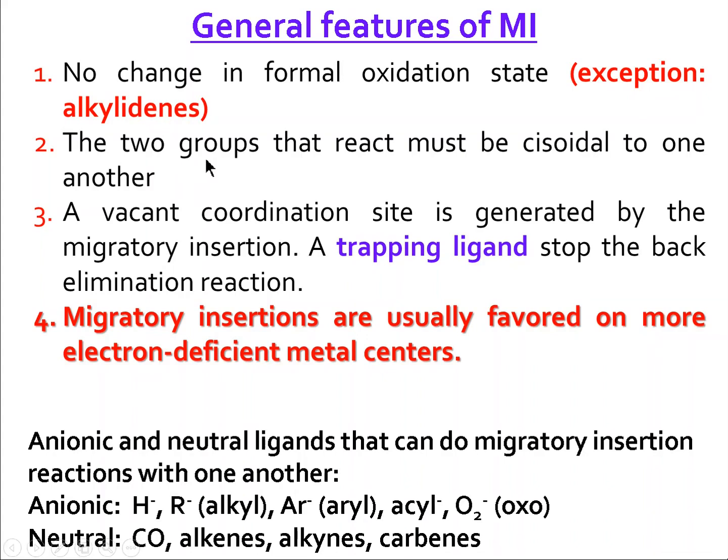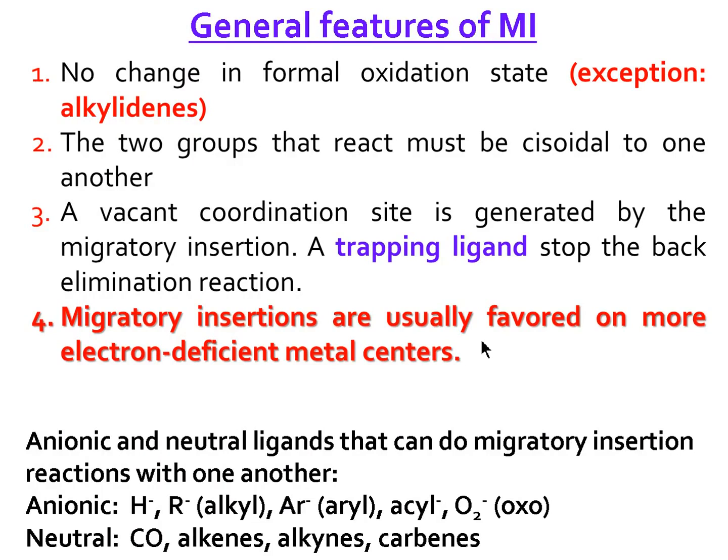The two groups that can couple together must be in cis positions. So we open a vacant site by the migratory insertion. If this vacant site remains vacant, the reaction would be favored in the opposite direction in the case of hydrogen elimination. So we use in general a trapping ligand like triphenylphosphine or other ligands to stop the back elimination reaction.